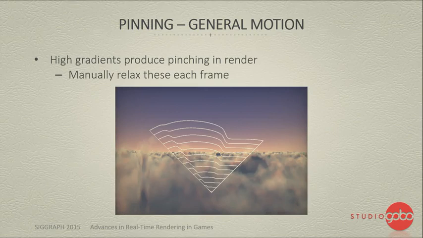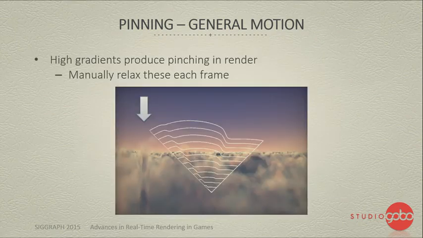So what kind of issues can we run into? Well, we don't want to have high gradients in this sample slice, because then we're getting really different scales for neighboring rays. And this will produce this kind of pinching in the render, which you can see here. It's kind of like a change in the frequency content of the render.